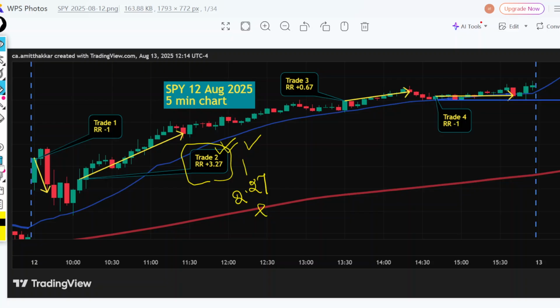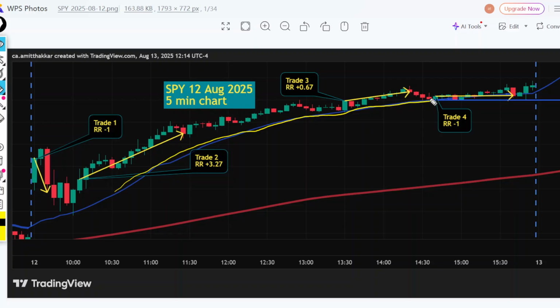After some time, we are again waiting for the market to come close to our 20 period moving average on the 5-minute time frame. So if you see the third trade, the market is continuously going above the 20 moving average but is not coming back. There is no retracement till this candle. If you see this candle, I will mark it again.